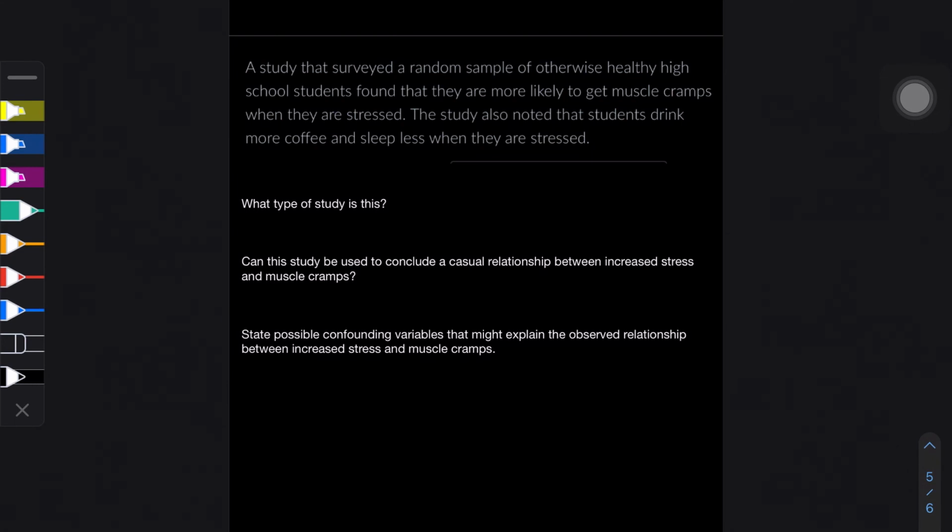Now, since we didn't assign groups and sample groups and say, hey, you drink coffee and you don't drink coffee, we know that this is an observational study, right? It can't be an experiment because we're not assigning treatments. Simple as that. Can this study be used to conclude a causal relationship between increased stress and muscle cramps? This study cannot be used to conclude a causal relationship, right? Because it's observational. So no.